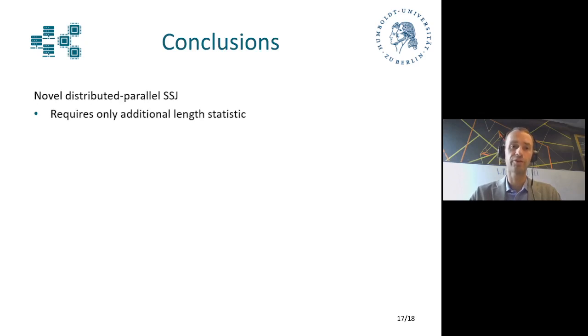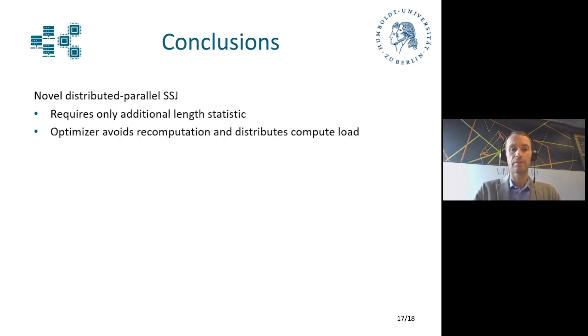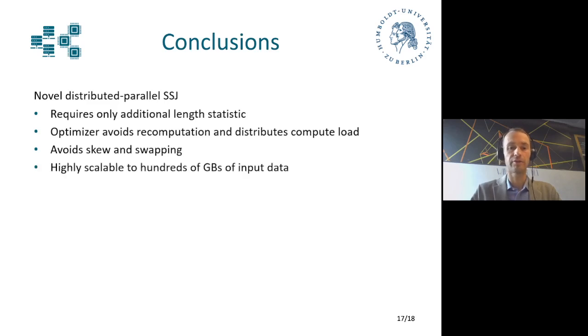These are the conclusions. We presented a novel distributed parallel set similarity join. It only requires an additional length statistic. The optimizer avoids recomputation and distributes the compute load. The approach avoids skew and swapping, and it is highly scalable to hundreds of gigabytes of input data, as we showed in our experiments. However, candidate skew remains challenging because we do not know the candidates a priori.